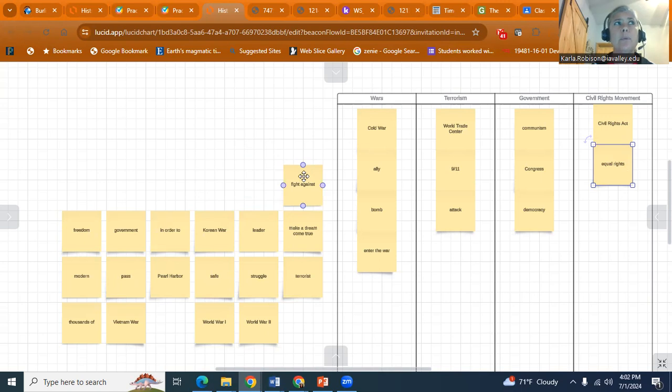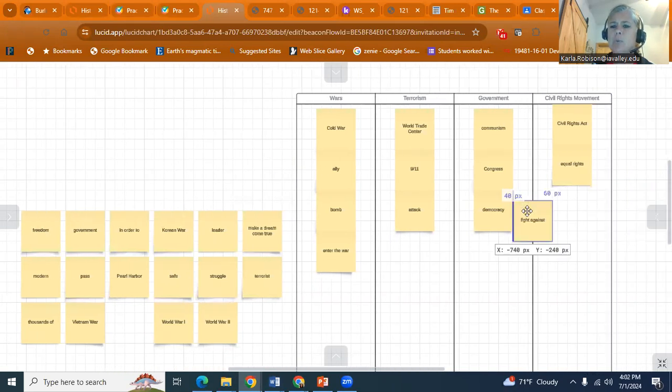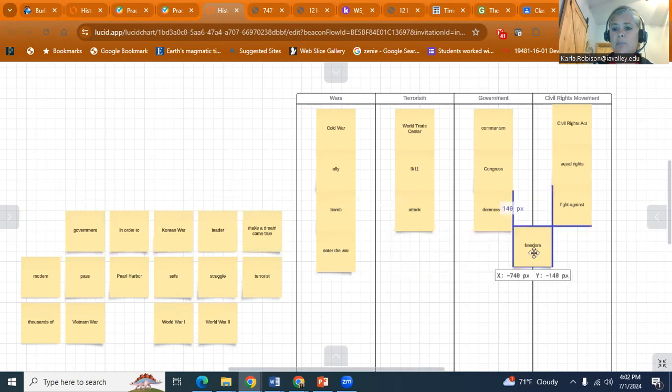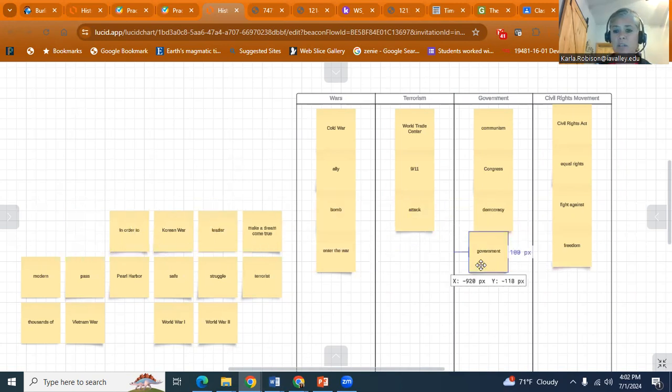Okay, because young people were fighting against people who discriminated and treated others not equally. So really, it's up to you where you want to put this. Okay, freedom. Freedom could be under terrorism. It could be under civil rights movement. Let's put it under the civil rights movement because freedom means that you have the choice to choose and do what you would like. Government, obviously, I'm going to put that under the category of government.